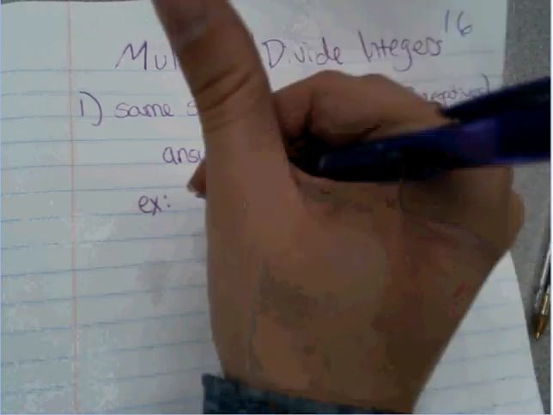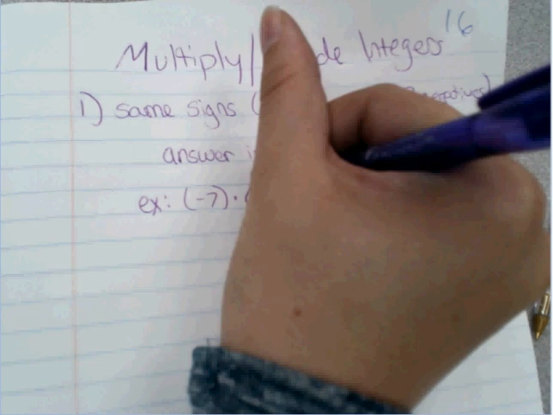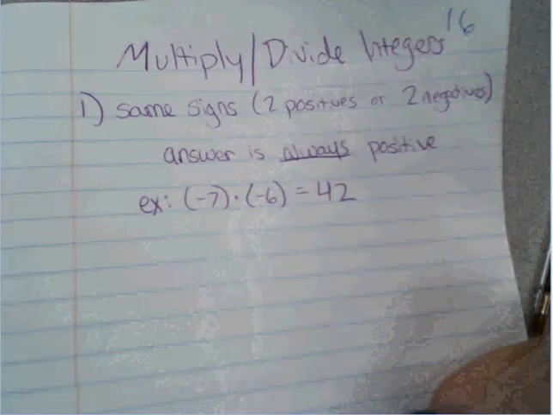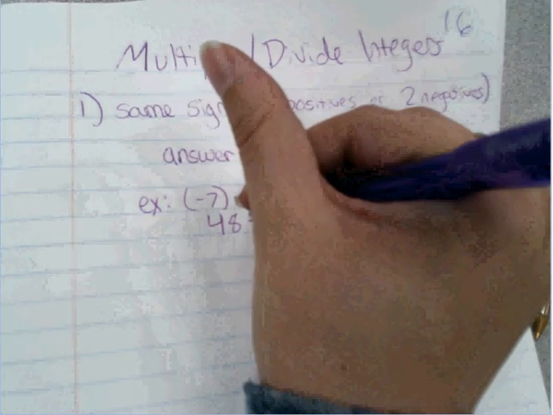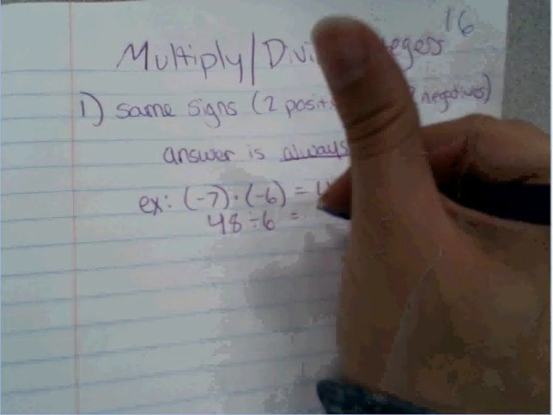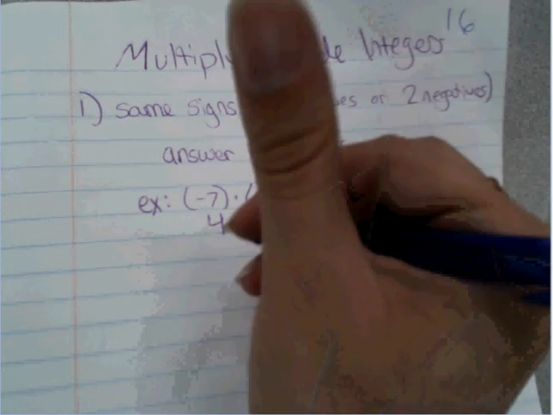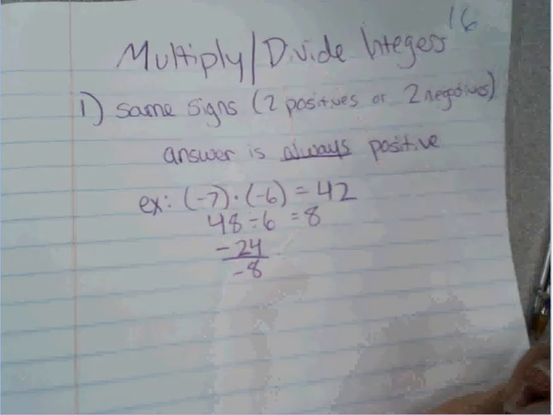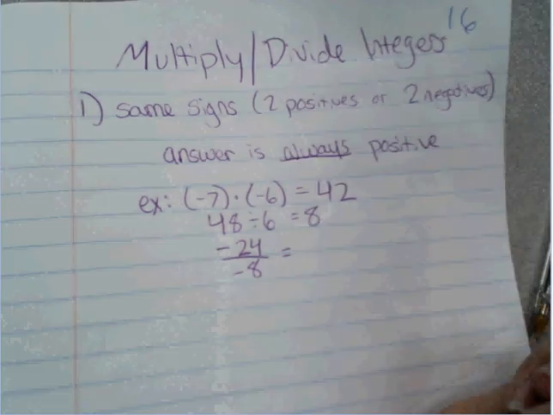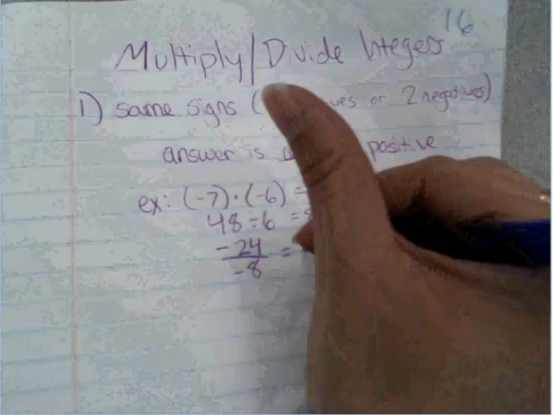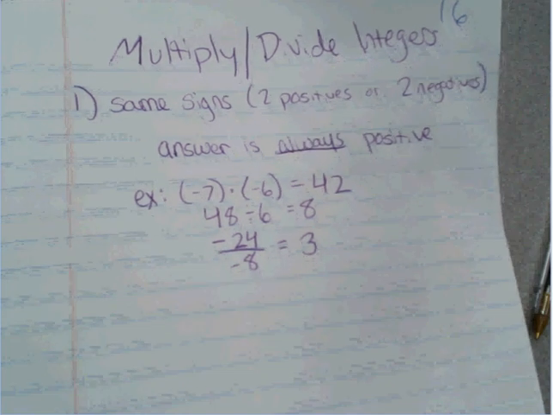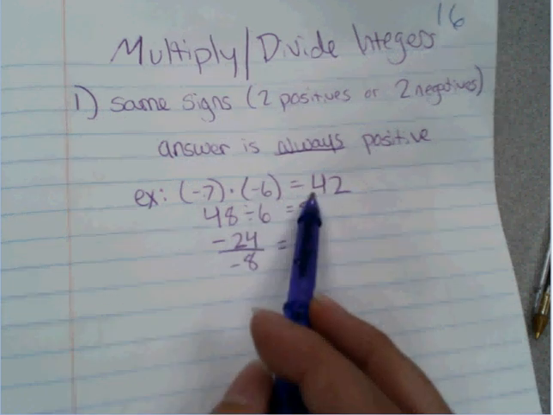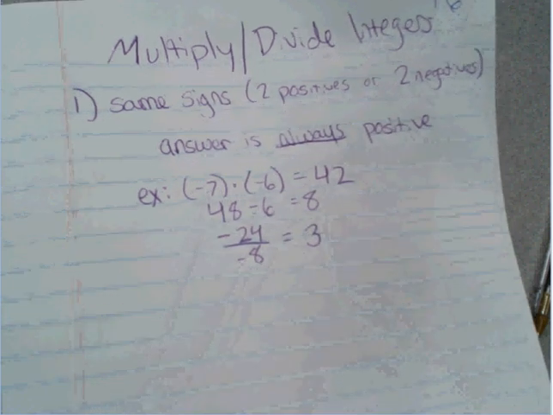So for example, -7 times -6, they're both negative, so we just multiply normally. We get positive 42. Or 2 positives, 48 divided by 6, just divide normally, we get 8. Or 2 negatives, -24 divided by -8. Remember that fraction means division. They're both negative, so just divide normally. 24 divided by 8 is 3, and it's positive. So you multiply and divide normally, just if they're both negative, your answer is positive. Or if they're both positive, your answer is positive. If they're both the same sign.